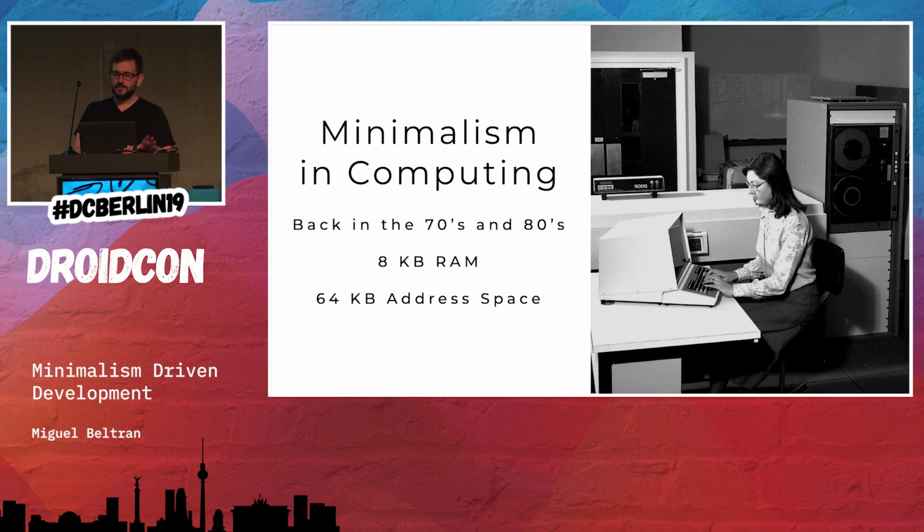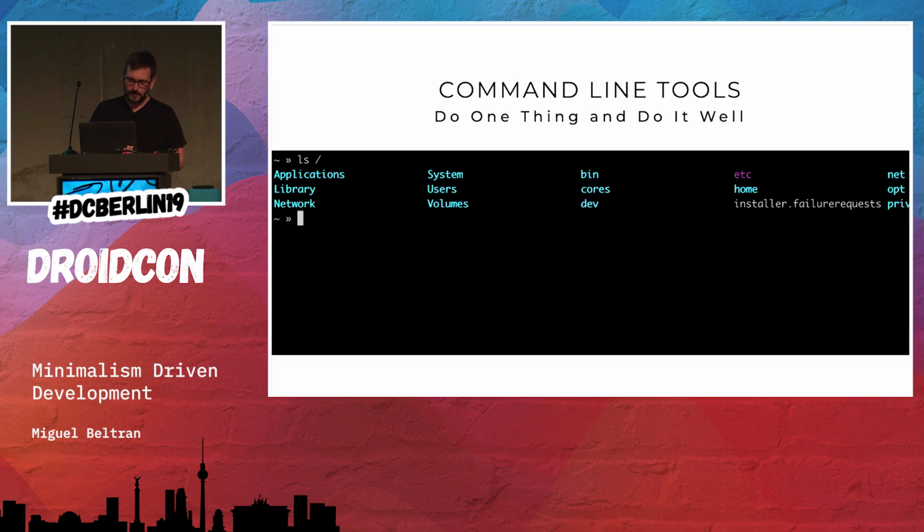The idea of minimalism in software development is not new. Back in the 70s and in the 80s, resources of machines were very limited and expensive. 8 to 16 kilobytes of RAM was common, and 64 kilobytes was considered a vast amount for the entire address space. Another example of this is the Unix command line tools. These are single-purpose applications like list, copy, move, change directory, and all of them are independent programs. They follow the Unix philosophy of do one thing and do it well.